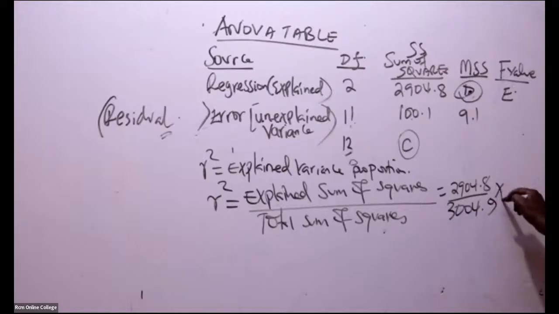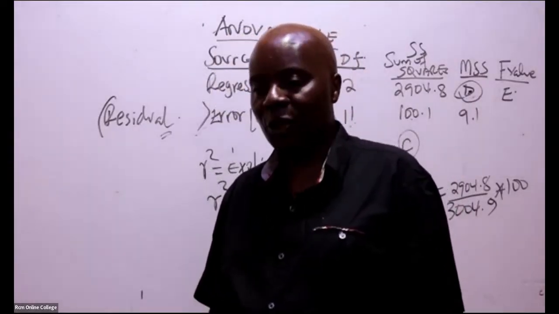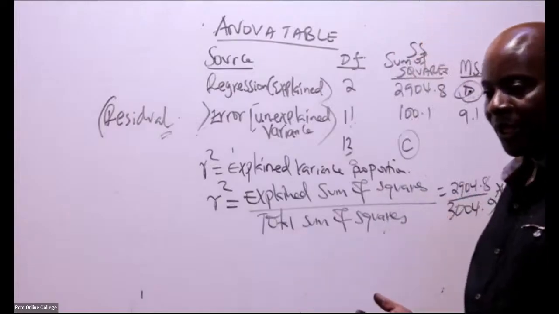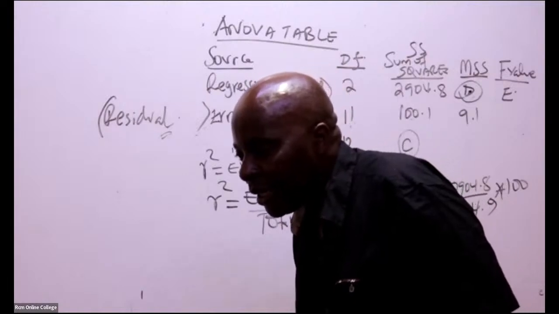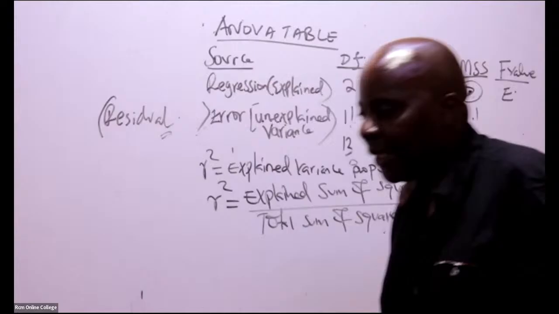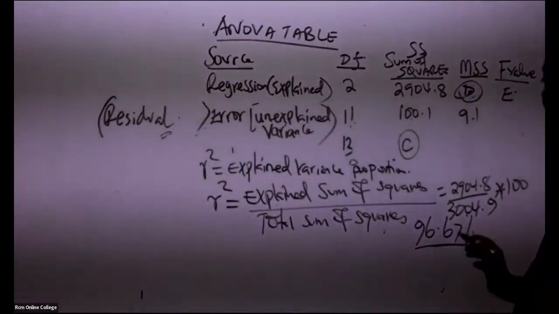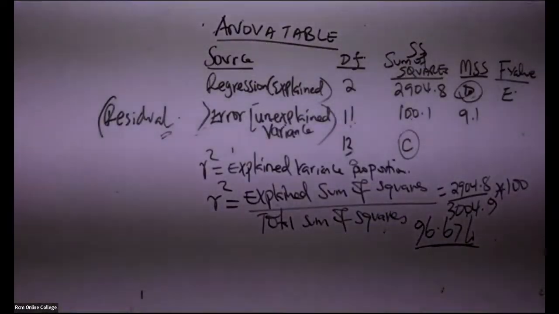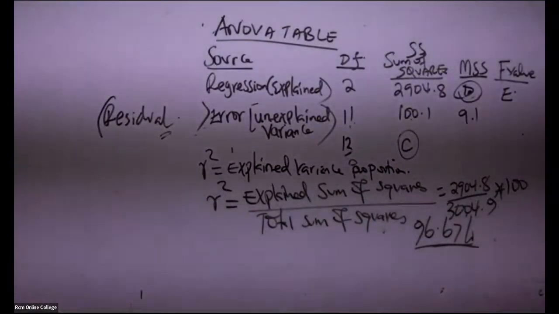3,004.9. So times 100, whatever answer you get, times 100. Could you kindly give me this answer? So the higher it is, the better, because in this case, ladies and gentlemen, we would want to have higher explanations. So like what Lavi, Cynthia is giving me, 96.67%.